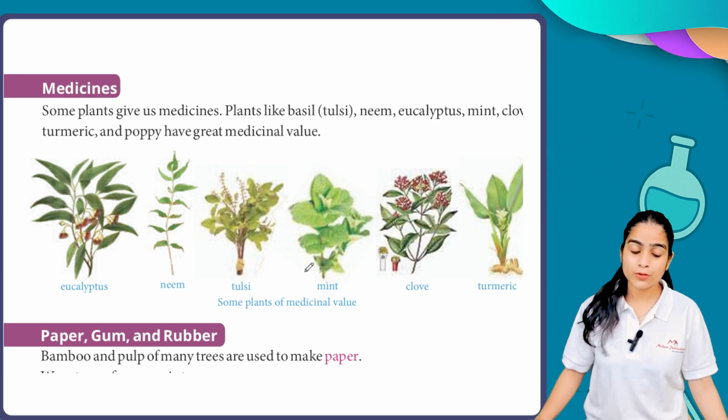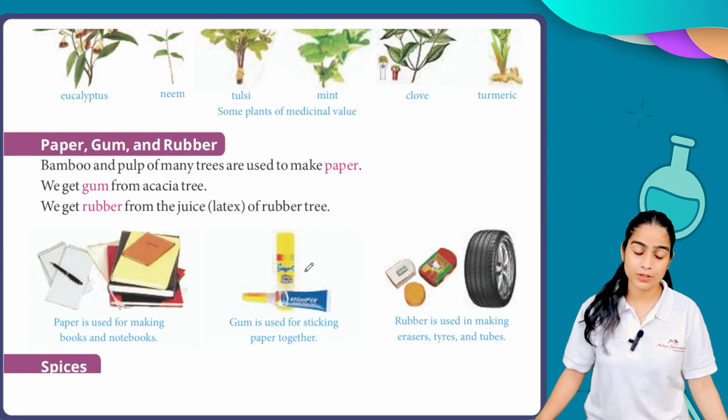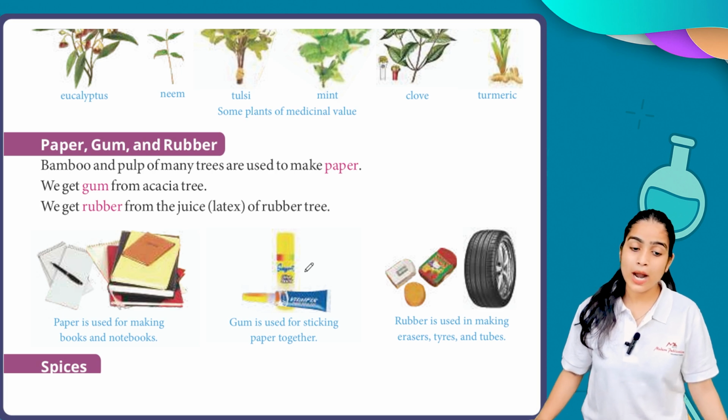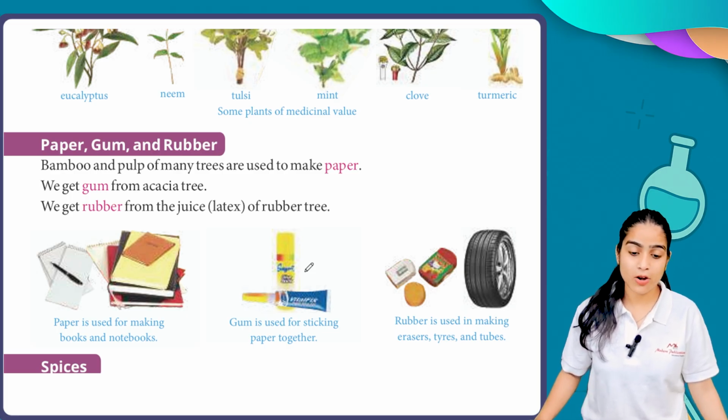Next, we move forward to paper, gum, and rubber. These are the next uses of the plants. Bamboo and the pulp of many trees are used to make paper. We get gum from the acacia tree. We get rubber from the juice, latex, of the rubber tree.